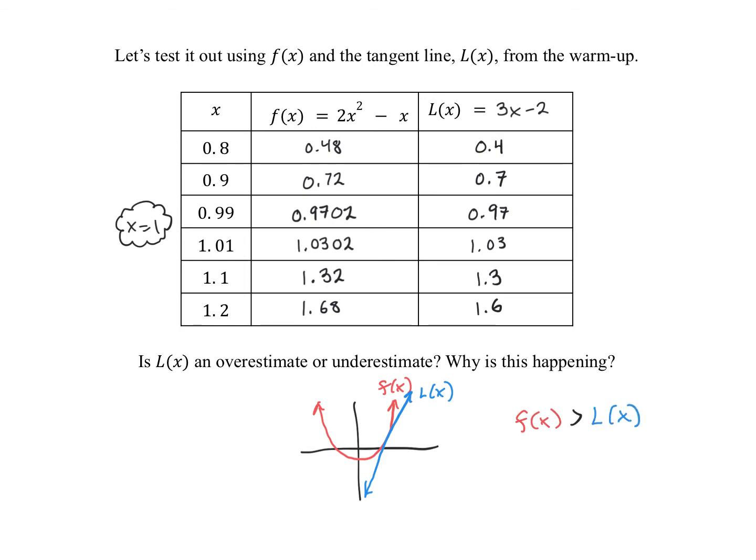You can see that our blue graph is always below our red graph at any given x value. So whenever you have this scenario, your linearization is always going to be a slight underestimate when you are using it to approximate a value.